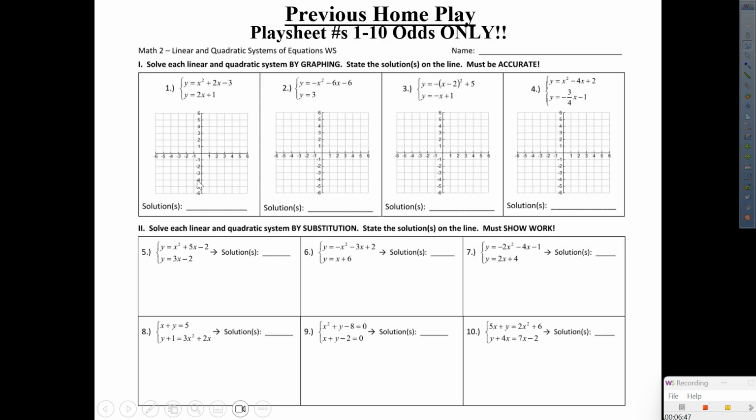So, this was the home play from last time. You did the odds, and I said just focus on the graphing portion. All right? I'm not going to collect that, well, at least today.